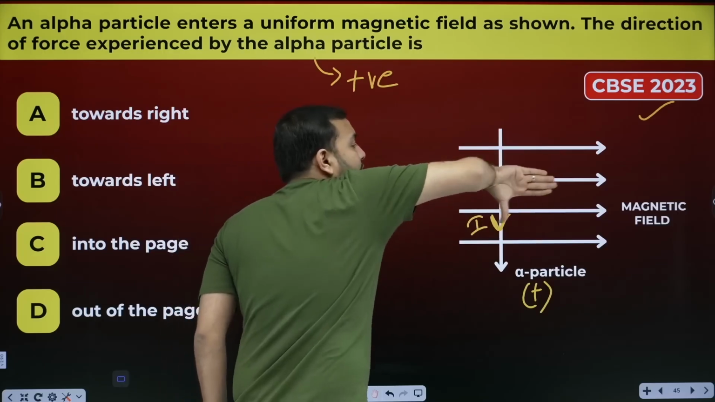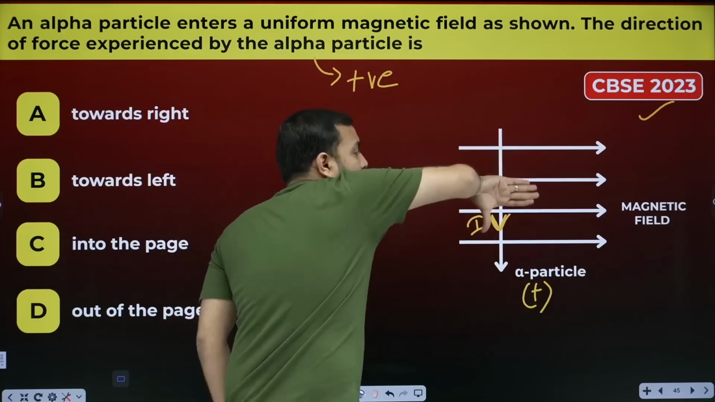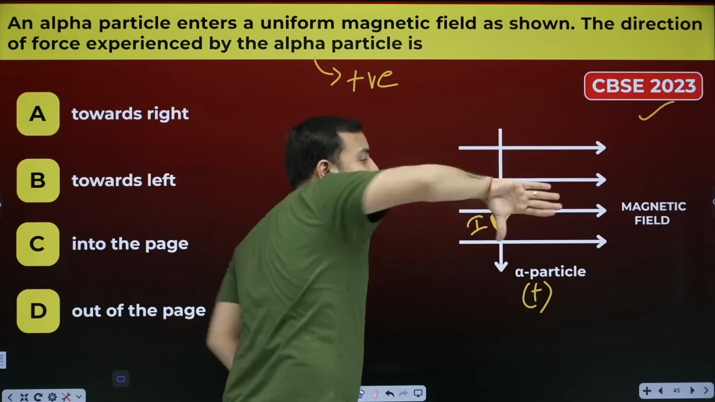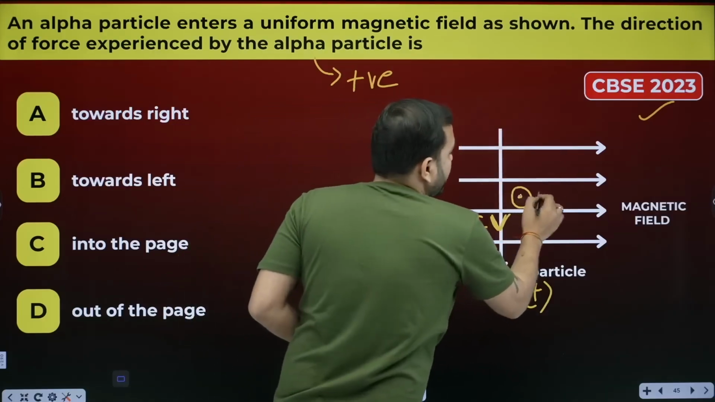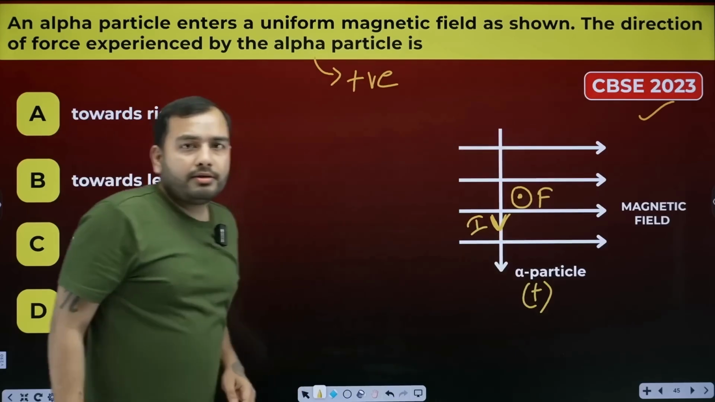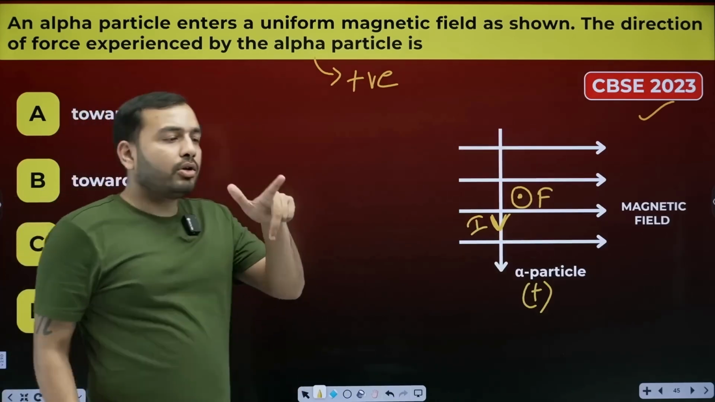Flip it. Take the magnetic field with the fingers, current with the thumb. Force is coming where? With the palm. Palm is where? Out. So where is the force? Outward. Where will the force be applied? It is applied outward.